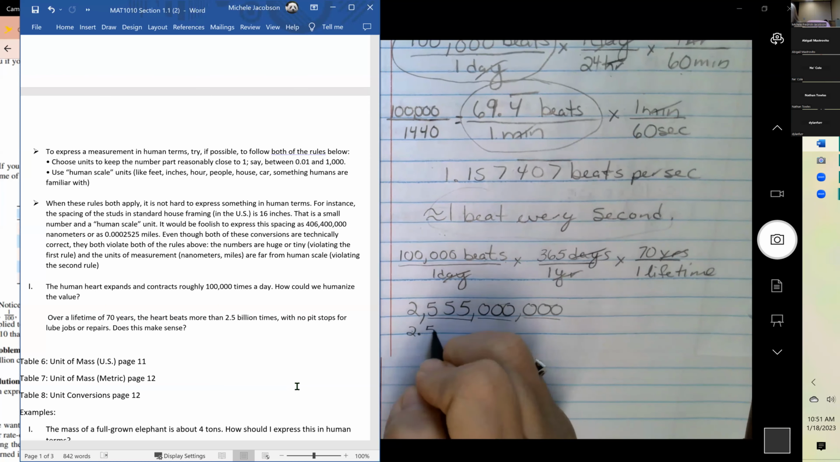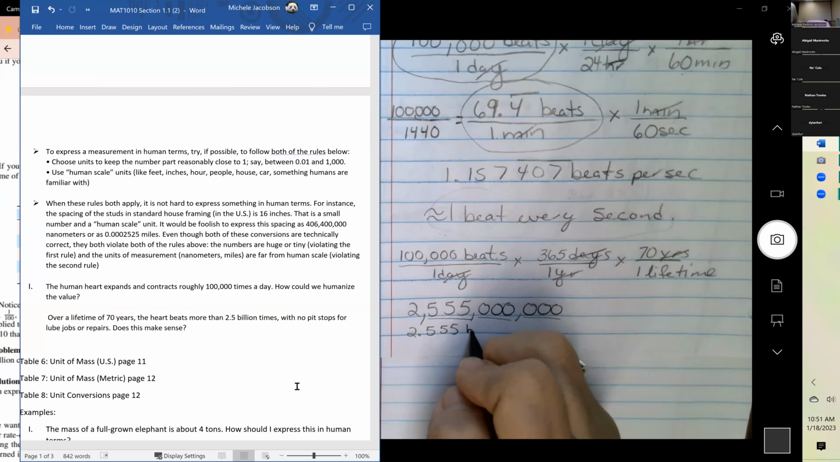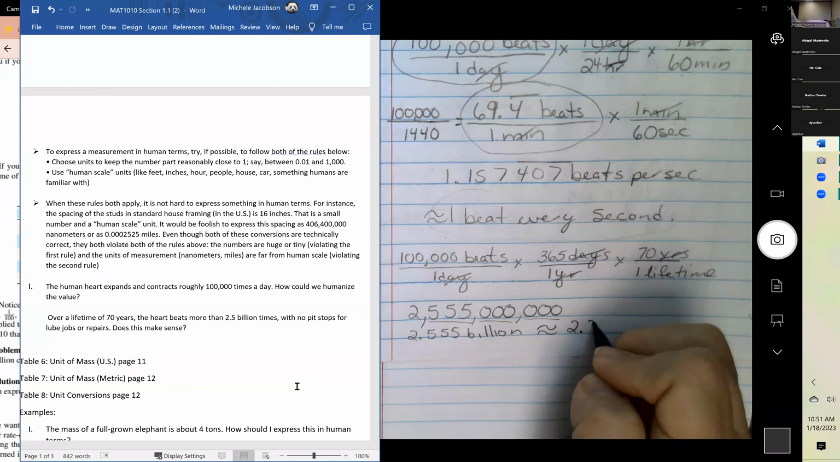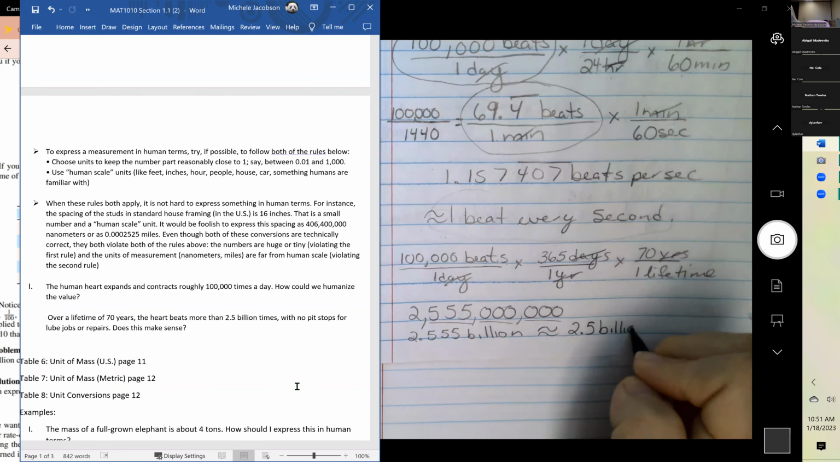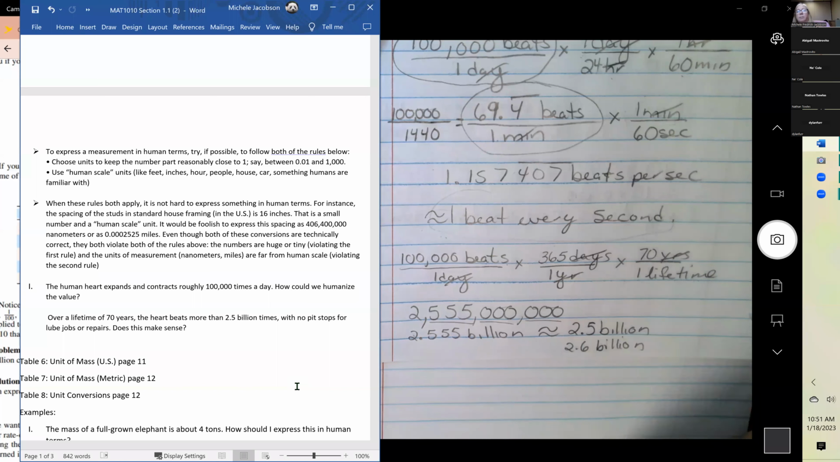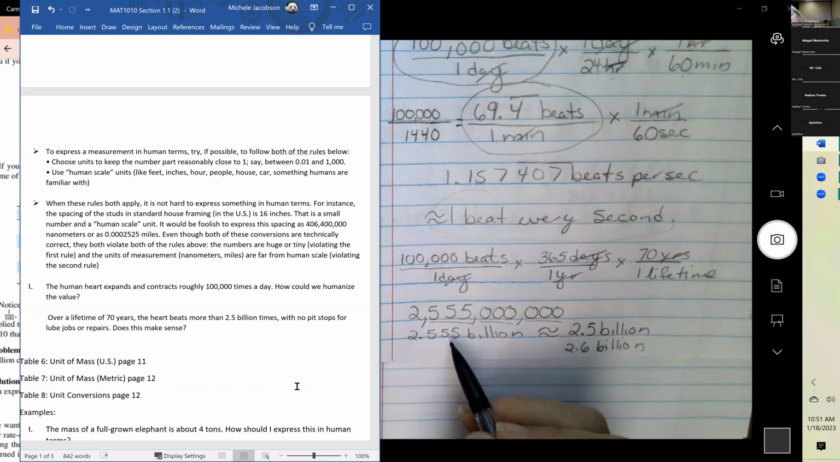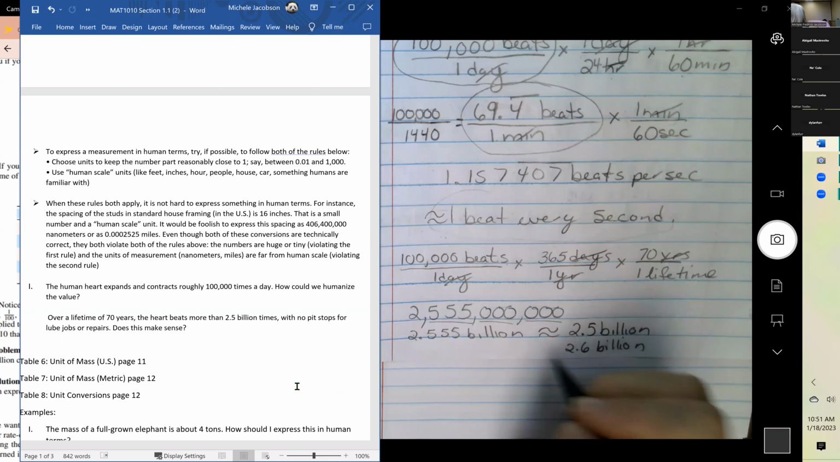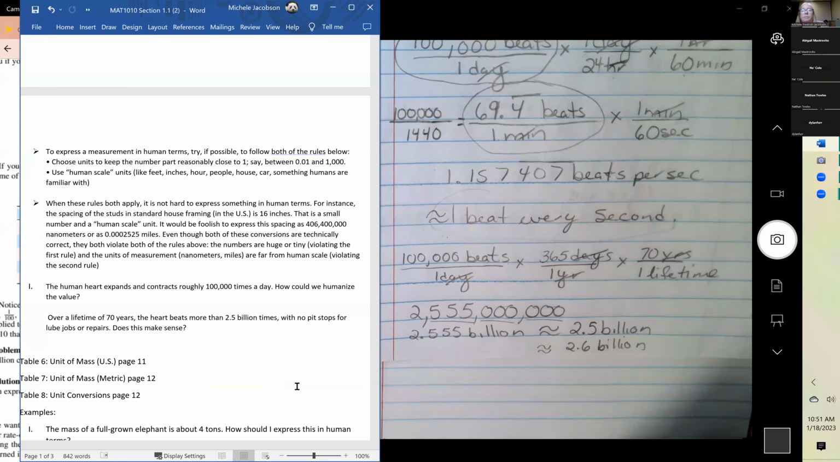We have 2.555. They're just rounding it. So you could approximate that as 2.5 billion. 2.6 billion would not be wrong either. But I could see how they left it as a 5 because these are pretty large numbers. I would accept either one. Even 3 billion would be acceptable, unless it states what to round to. Are there any questions on that? No.